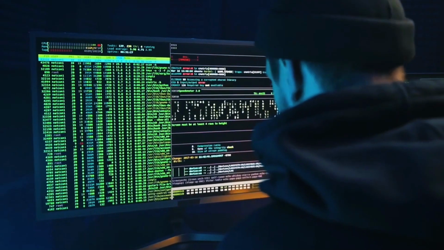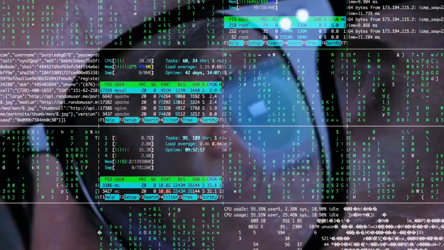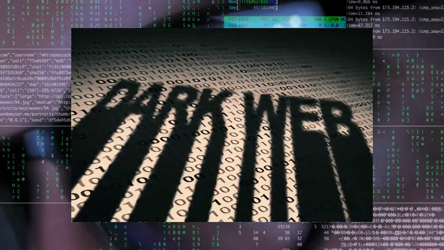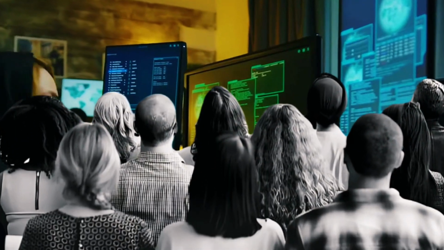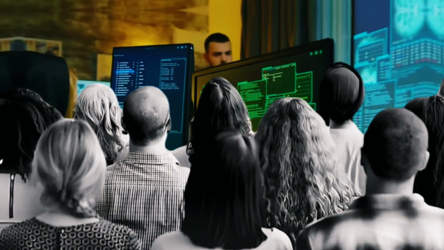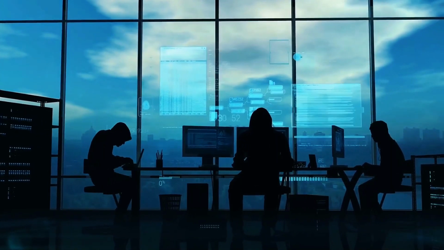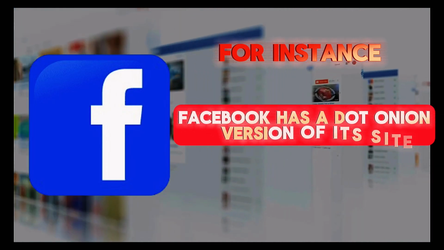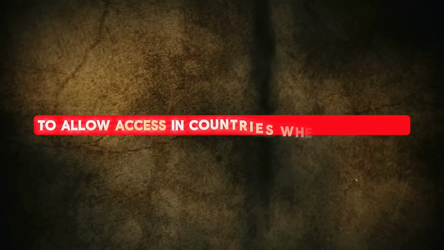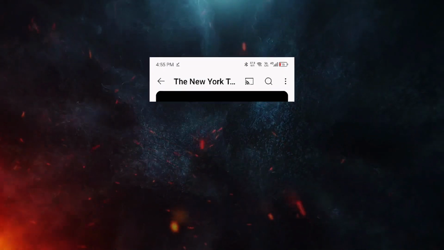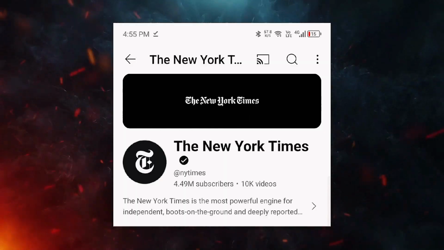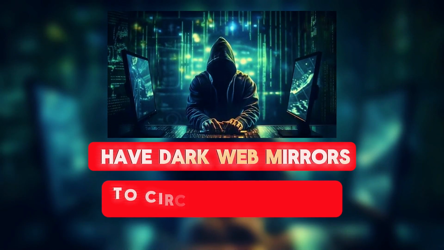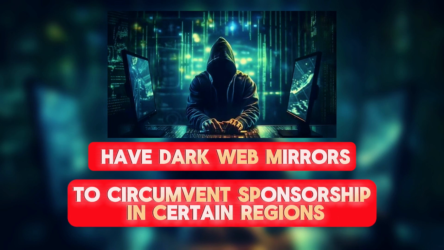Even so, even after everything we've talked about, it's good to understand that the dark web isn't inherently evil. Maybe it's just that people do terrible things when no one is watching. Because like any tool, it can be used for both positive and negative purposes. Many legitimate organizations maintain a presence on the dark web. For instance, Facebook has a .onion version of its site to allow access in countries where it's blocked. The BBC, New York Times, and other media outlets have dark web mirrors to circumvent censorship in certain regions.